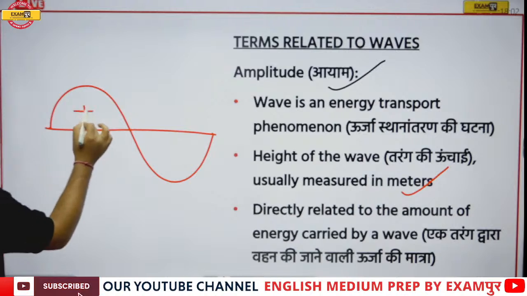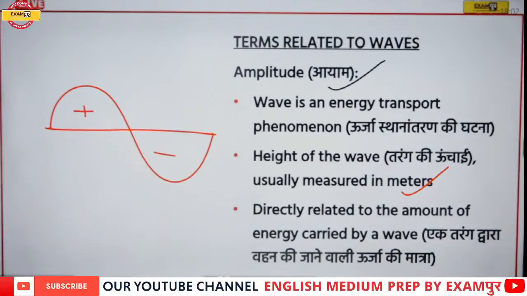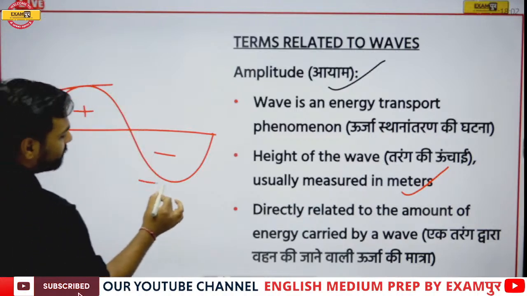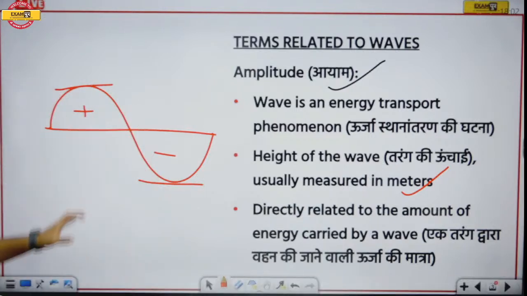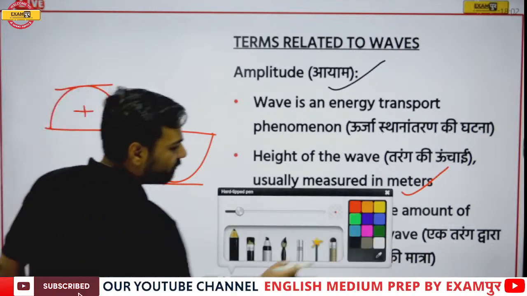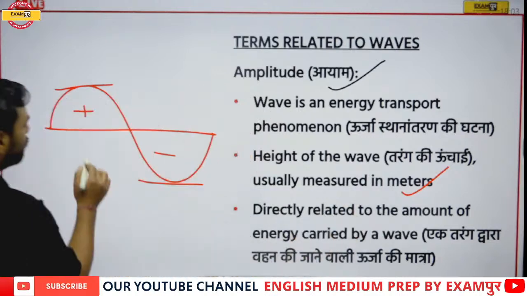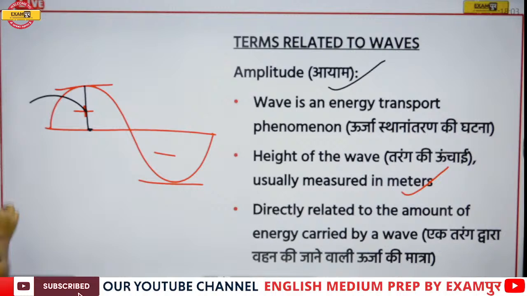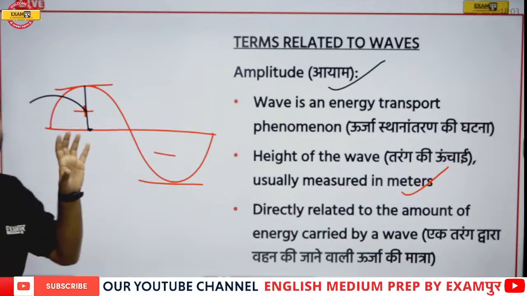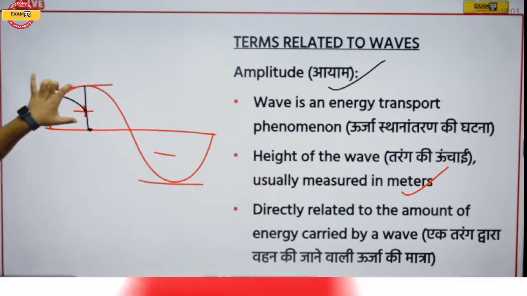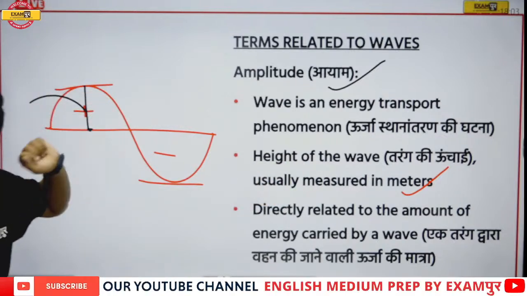This is the positive cycle, this is the negative cycle, correct? Now here if I talk about these points, the peak points, whether positive or negative, these are troughs and crests. Now if I check this height, from here till here, what is it representing? This actually represents your amplitude. Here it is written, height of the wave. So when you are measuring this height, you are measuring the amplitude.